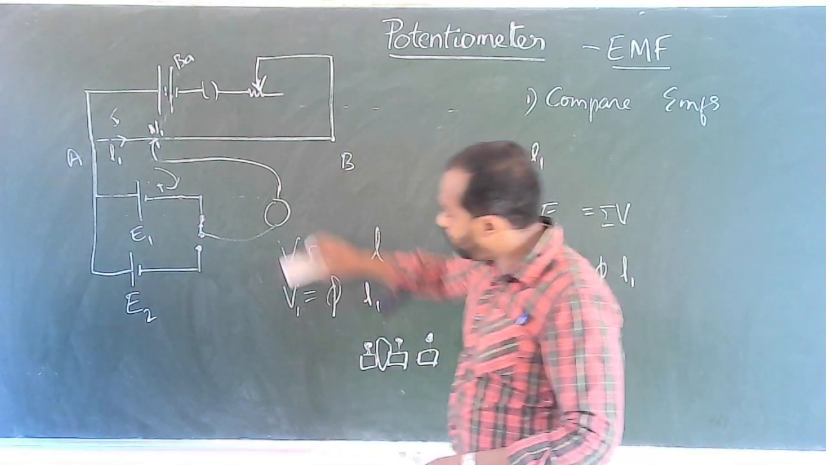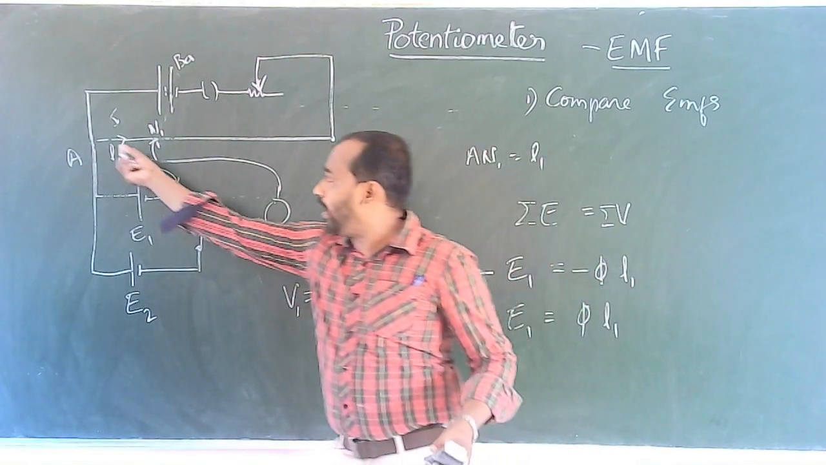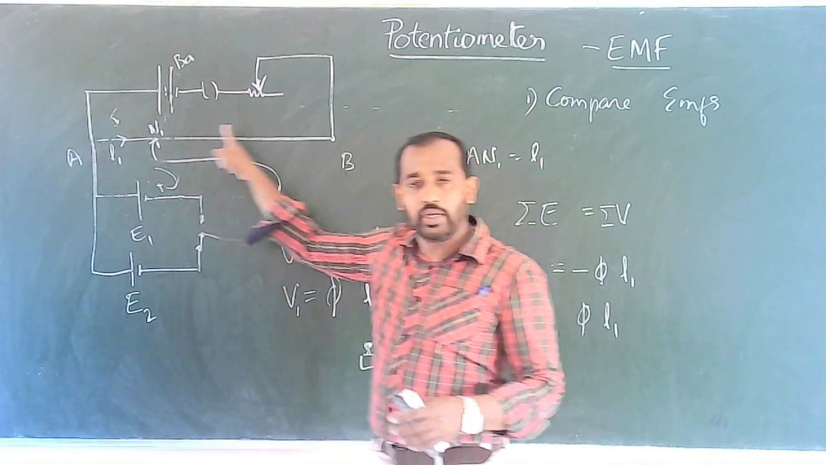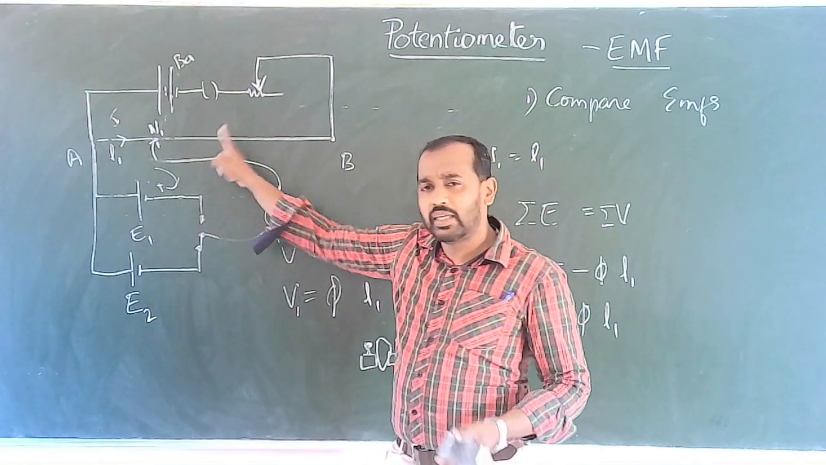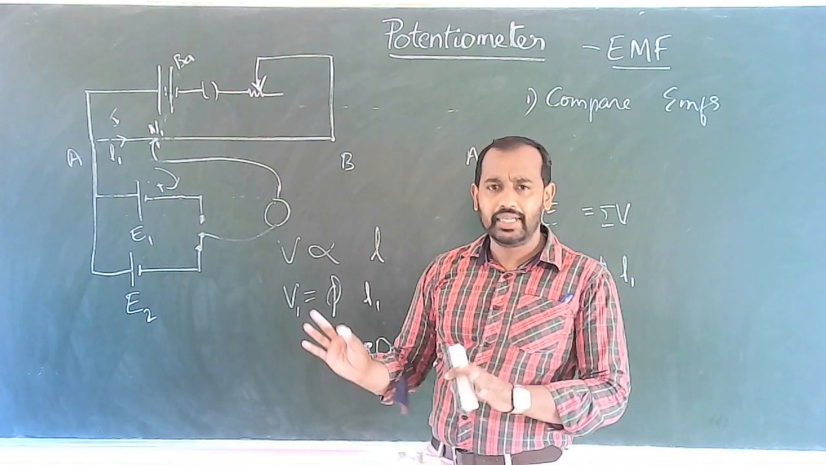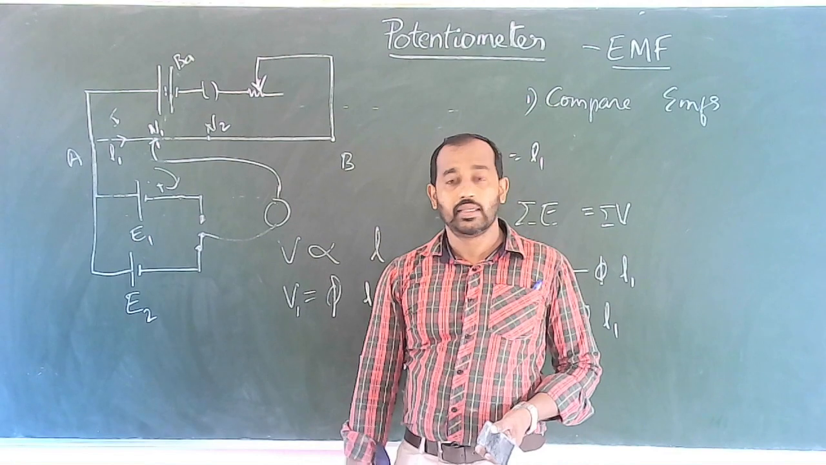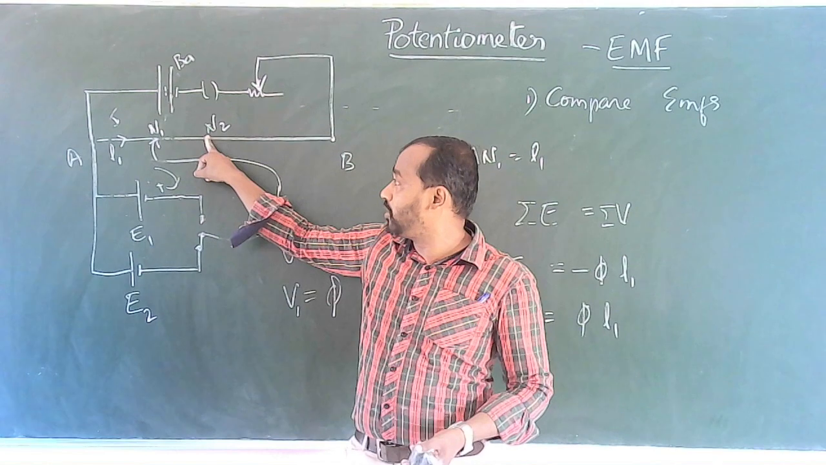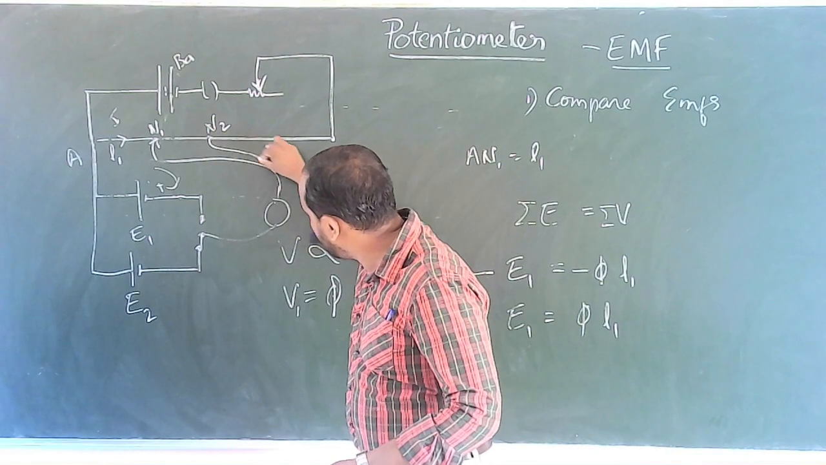Similarly, if we change the position of the two-way key so that now cell E2 is connected, then again we have to slide the sliding contact or the jockey over the potentiometer wire. Again, the battery is sending the same current. So for some other point, we will get the null point depending upon the EMF of the second cell. Let us assume that it will be somewhere here. It will be N2. The same sliding contact is now in contact with the potentiometer wire at a different position N2. So therefore, it will be represented like this.